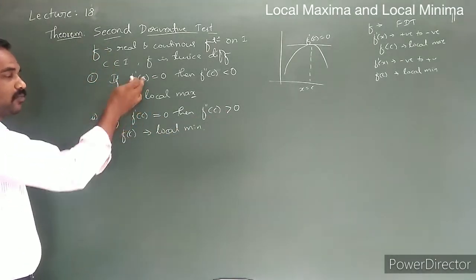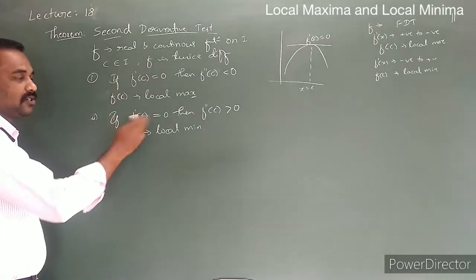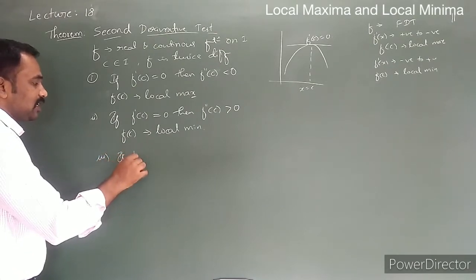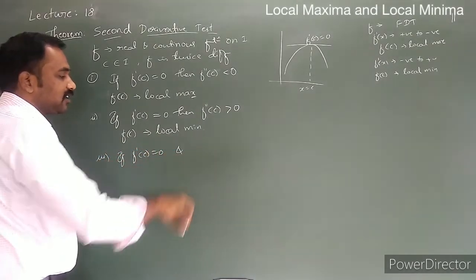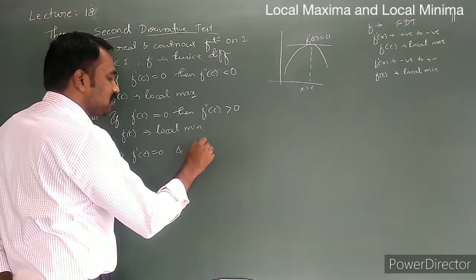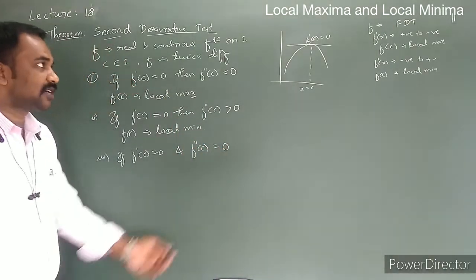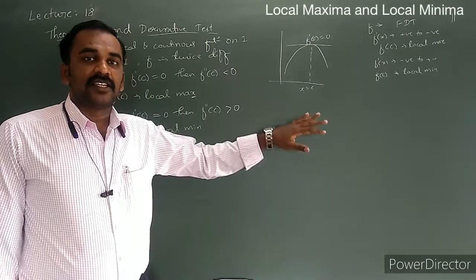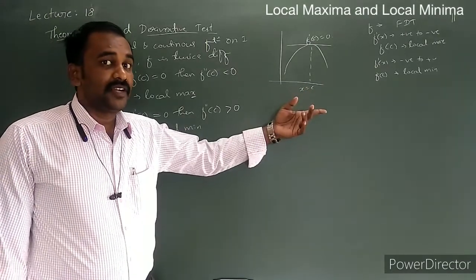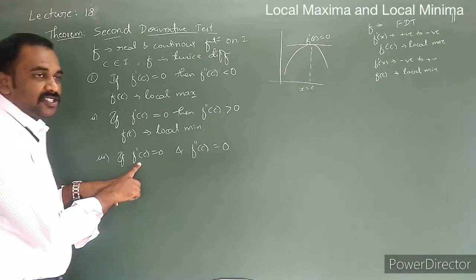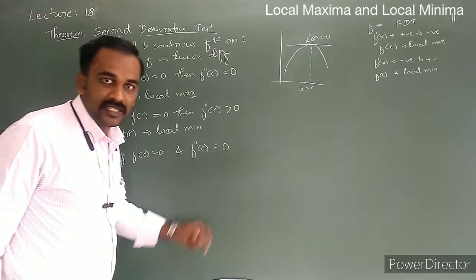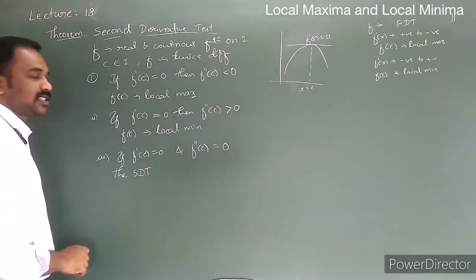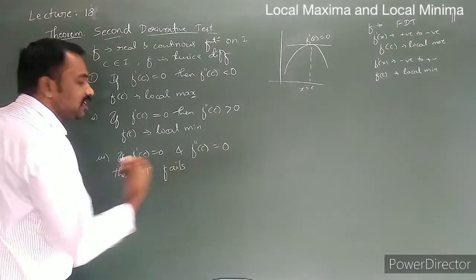These are the two conditions, for which f dash of c is equal to 0. Next, the third condition. Suppose f dash of c is 0, and f double dash of c is also 0. For example, take the identity function f of x is equal to x. First derivative is 1, second derivative is 0. F dash of c is 0 as well as f double dash of c is 0. In this case, the second derivative test fails.